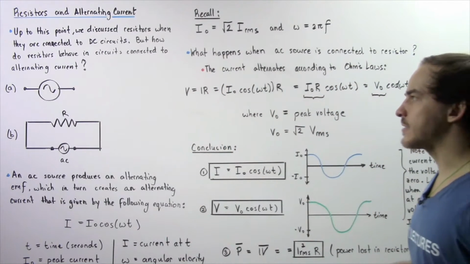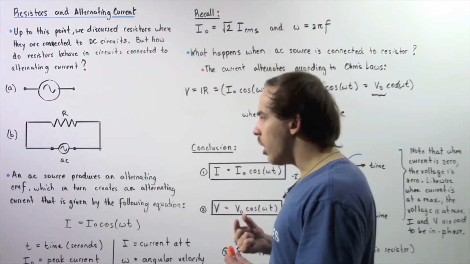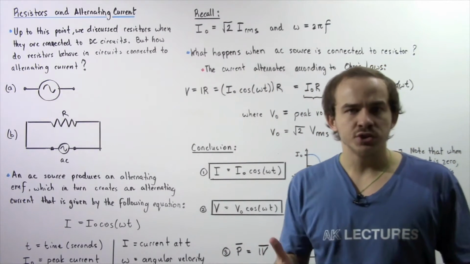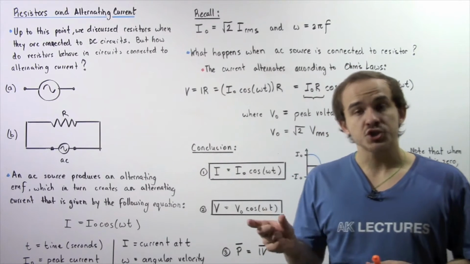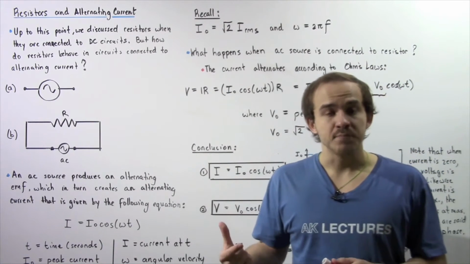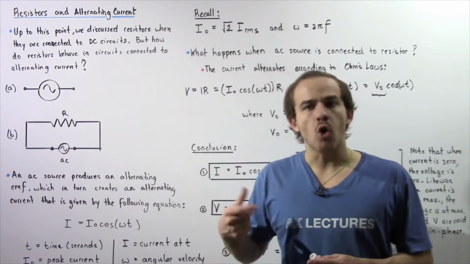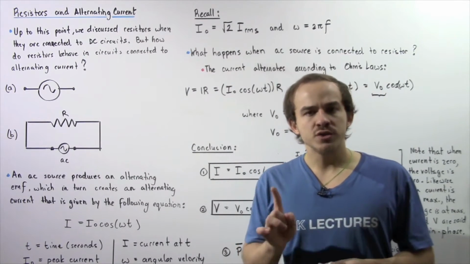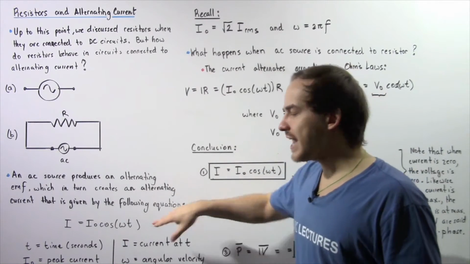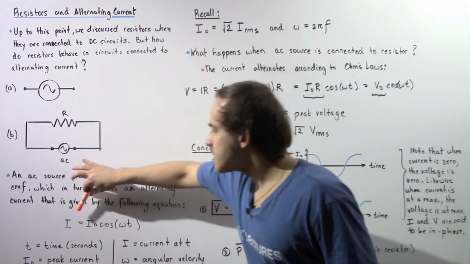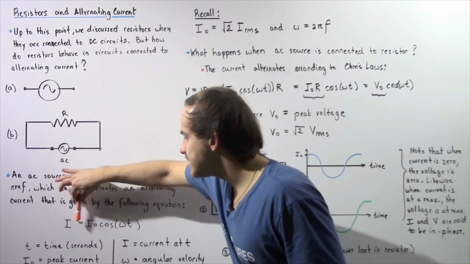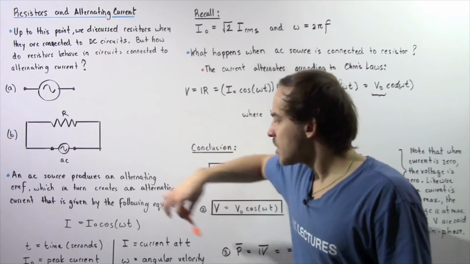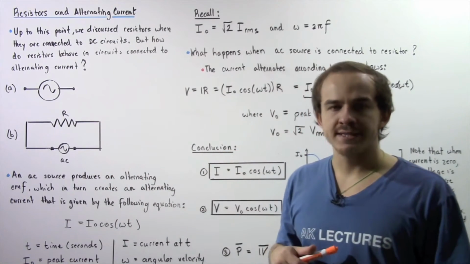an alternating electric current. Now recall that an alternating current source produces an alternating EMF, so a voltage that changes over time, and that in turn creates an alternating electric current that can be described using the following mathematical relationship. So, the electric current I is equal to I naught multiplied by cosine of omega multiplied by t.